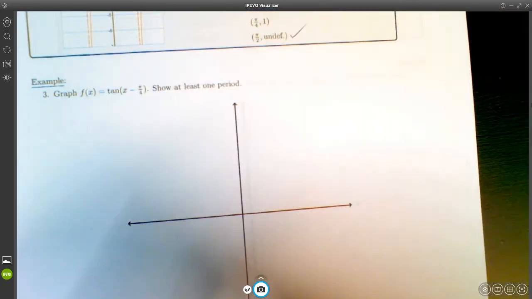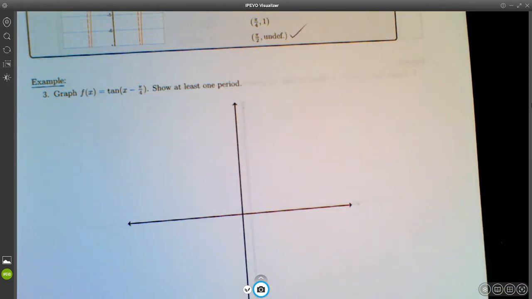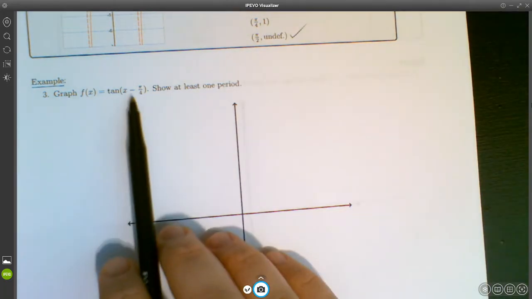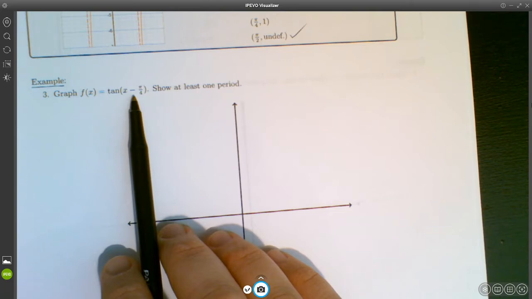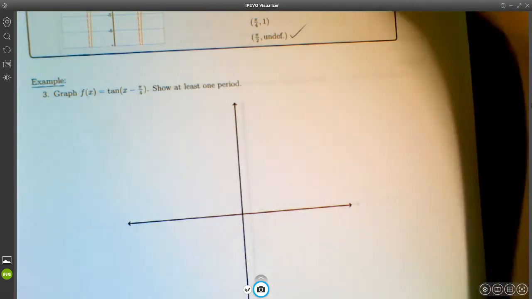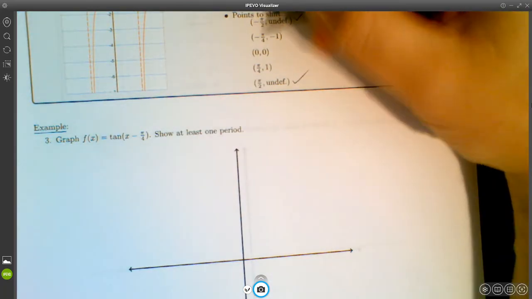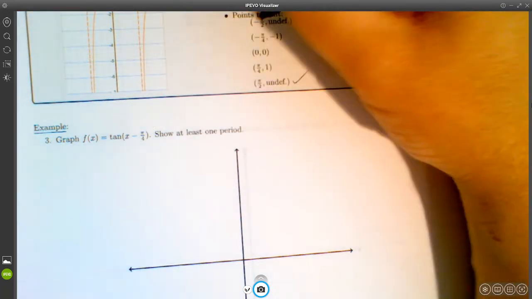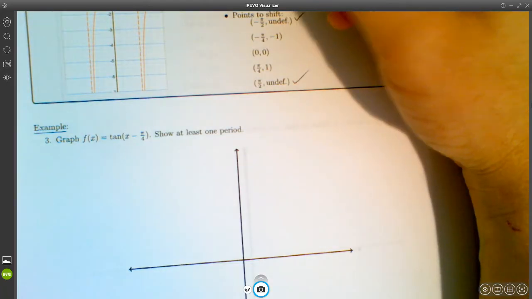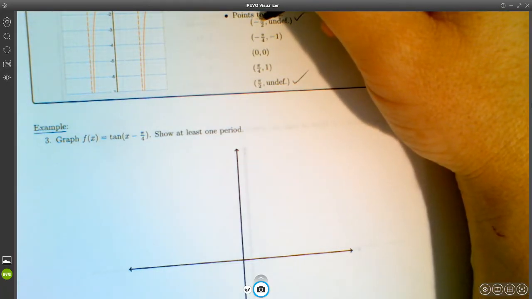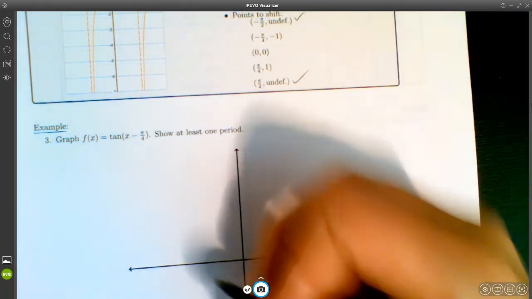So we'll graph tangent of x minus pi over 4. So we're going to be shifting to the right pi over 4 units, which means that instead of having an asymptote at negative pi over 2, negative pi over 2 plus pi over 4 would be negative pi over 4. So we're actually going to have an asymptote at negative pi over 4. Okay?